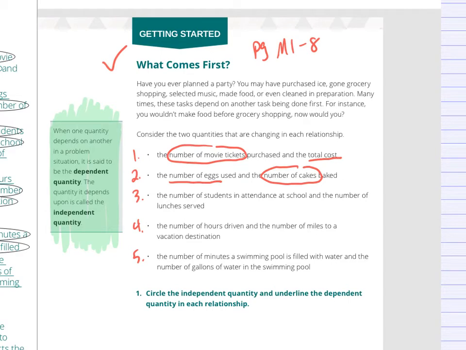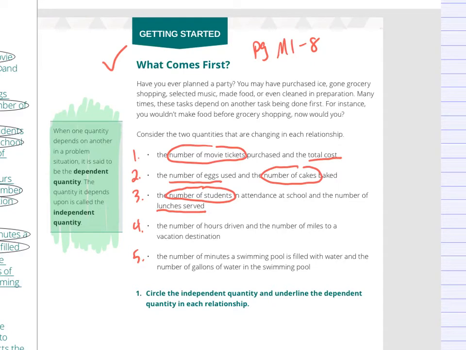Number 3, the number of students in attendance at a school and the number of lunches served. So which one do we need to know first? Are we going to cook 50 lunches, 1,000 lunches? We don't know. We need to know the number of students first. So that is our independent, and the number of lunches would come second, so that is our dependent.